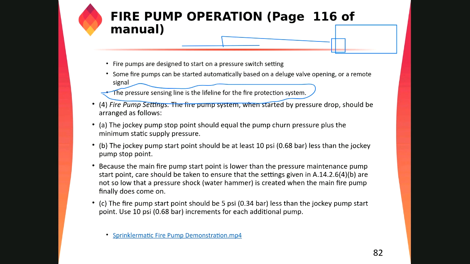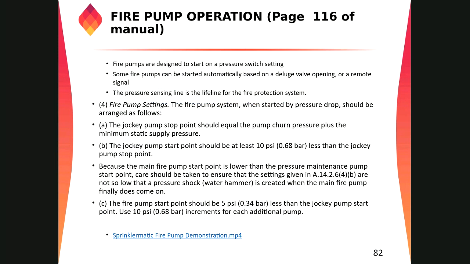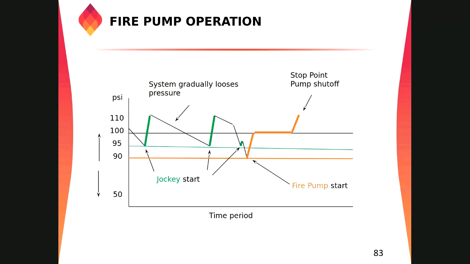The jockey pump stop point should equal the pump churn pressure plus the supply static pressure, right? I think all of this will be clear once we go to the exercise, so don't worry about that one. There should be a 10 psi difference between the jockey pump start and stop. So let's go to the exercise, and I think there we will get the correct answer.